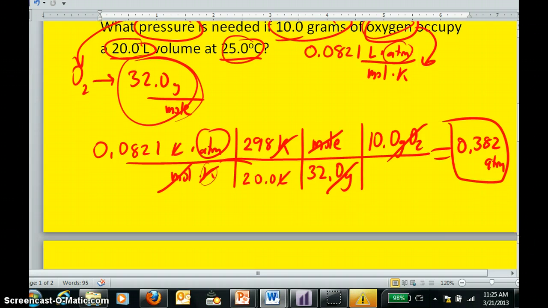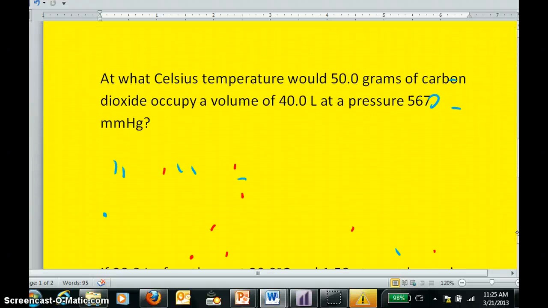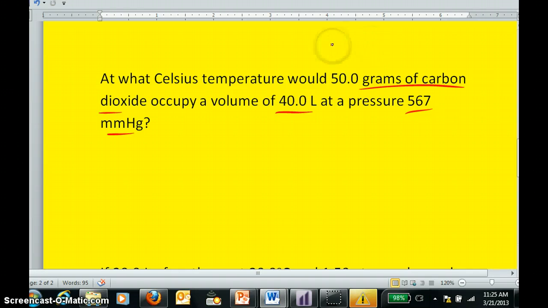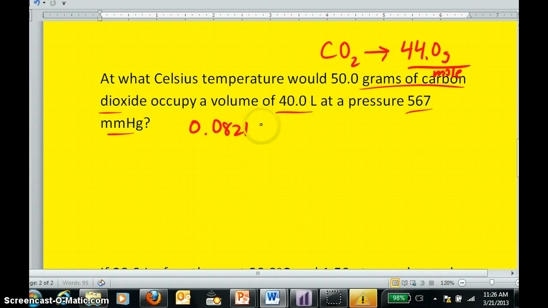One last example, just to drive home the point of how we should approach these things. Sorry this is a little messy, but through magic, all those bits of lines have vanished. And I read the problem. I'm given a mass of carbon dioxide, and I'm given a volume, and I'm given a pressure. Most importantly, I know something about carbon dioxide. Its molar mass. Carbon dioxide represents 44 grams per each mole. And because this is a gas, I can always cling to the ideal gas law constant for answers. Liter atmospheres per mole Kelvin.